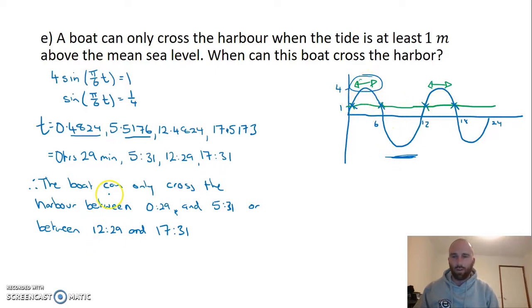So we need to interpret those solutions. The boat can only cross the harbour between 0:29 a.m. and 5:31 a.m. Okay, this is in 24-hour time, or between 12:29 and 17:31, using 24 hours. That's just an example of what you might come across. Please make sure you're interpreting your answers and drawing everything where required. They can be a little bit tricky, but hopefully they're not too much trouble.